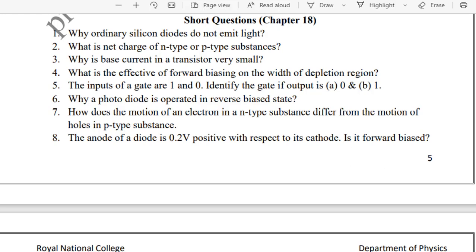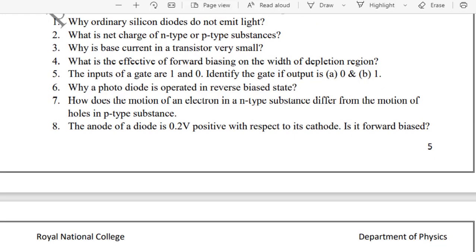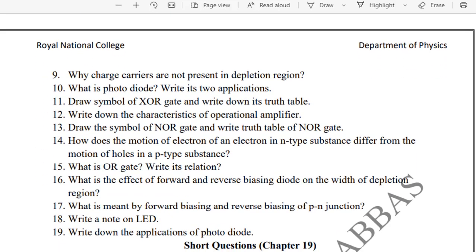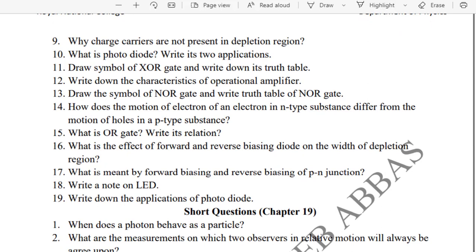How does the motion of an electron in an N-type substance differ from the motion of holes in P-type substance? 8. The anode of diode is 0.2 volt positive with respect to its cathode. Is it forward biased? 9. Why the charge carriers are not present in depletion region? 10. What is photodiode? Write its two applications.